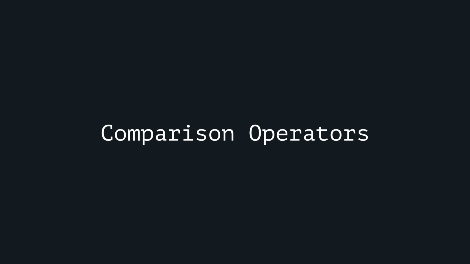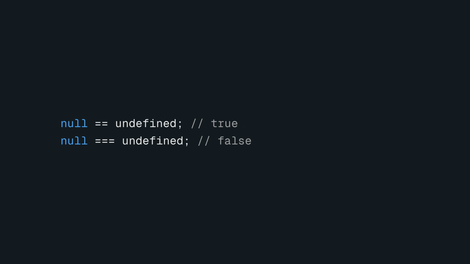Comparison operators check relationships between values. This checks if 5 is greater than 3, which it is. This checks if 5 is greater than or equal to 5, also true. Now this is important. Double equal compares values loosely. It converts types if needed. So 5 == 5 is true even though one's a string. But the triple equal compares both value and type. So in this case it would be false. Another example, null and undefined are loosely equal, but not strictly equal.